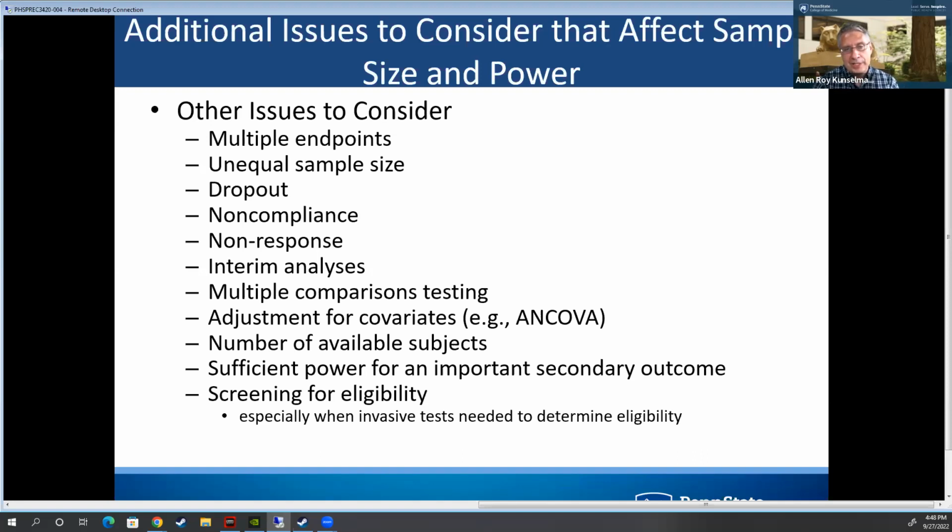You have non-response. If you're doing a survey, you send out 1,000 surveys and 800 people don't respond. How are you going to handle this non-response? If you're going to do an interim analysis, again, this is back to what are called alpha spending functions, where if you're going to do one interim analysis, like halfway through your data collection, you're going to analyze the data. And then at the end of the study, you're going to analyze the data. You have to take into account how many times you're going to peek at your data and adjust your type 1 error accordingly. Again, this requires more subjects.